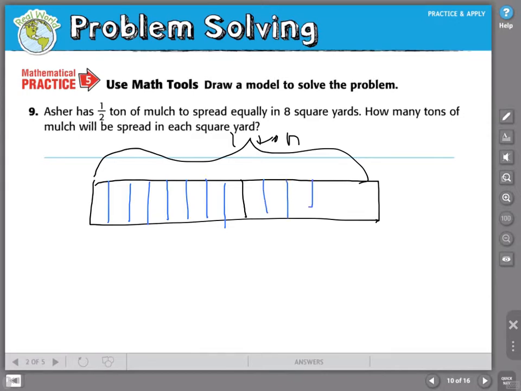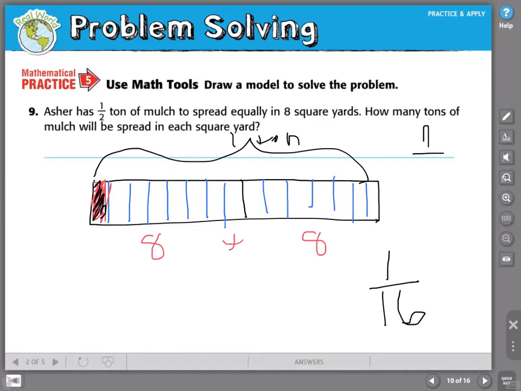Well, let's divide. 1, 2, 3, 4, 5, 6, 7, 8. Let's divide each half by 8. I know I have 8 here. I know I have 8 here. And this fractional piece will represent how much mulch goes in 1 yard. 8 plus 8 equals 16. Since I have 16 pieces in my whole, and 1 yard will get 1 of those pieces, my answer is 1/16.